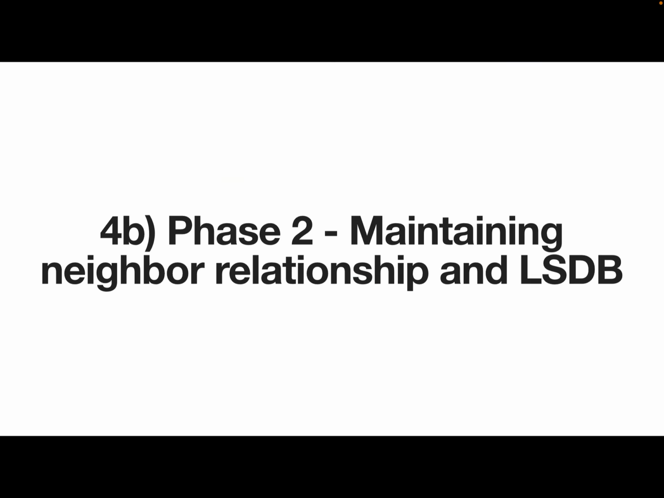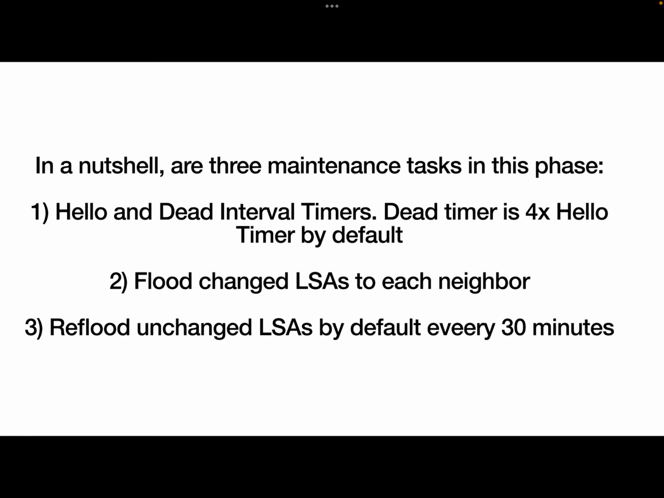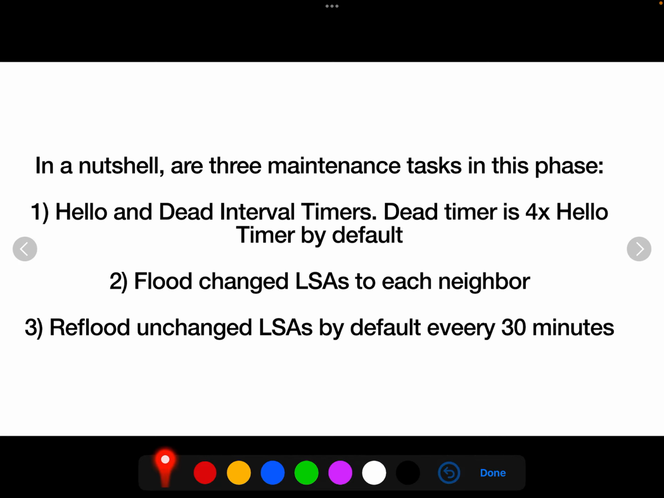Now, if we move into phase 2 of these three phases, maintaining neighbor relationships and the link state database. In a nutshell, there are three maintenance tasks in this phase. Firstly, it's hello and dead interval timers. The dead timer is 4 times the hello timer by default.